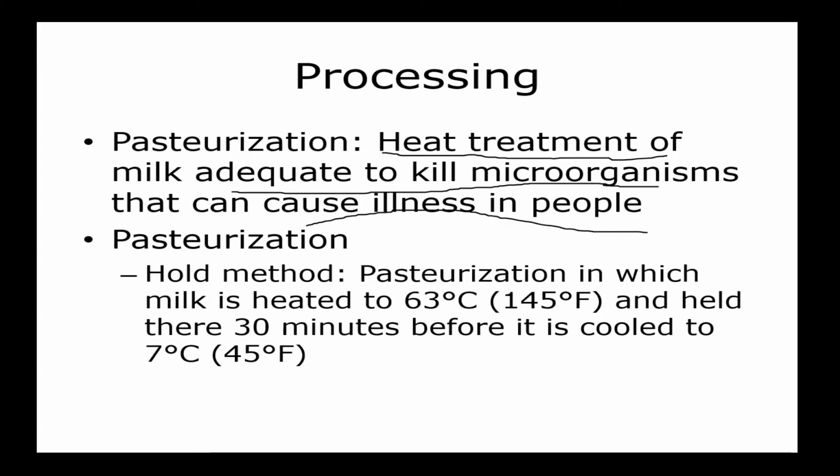Pasteurization can be carried out by a number of methods, so there are different types of pasteurization. Number one is the hold method, a pasteurization method in which milk is heated to 63 degrees Celsius and held there for 30 minutes before it is cooled down to 7 degrees. So milk is heated at 63 degrees for 30 minutes and then cooled down to 7 degrees. This is one method of pasteurization.